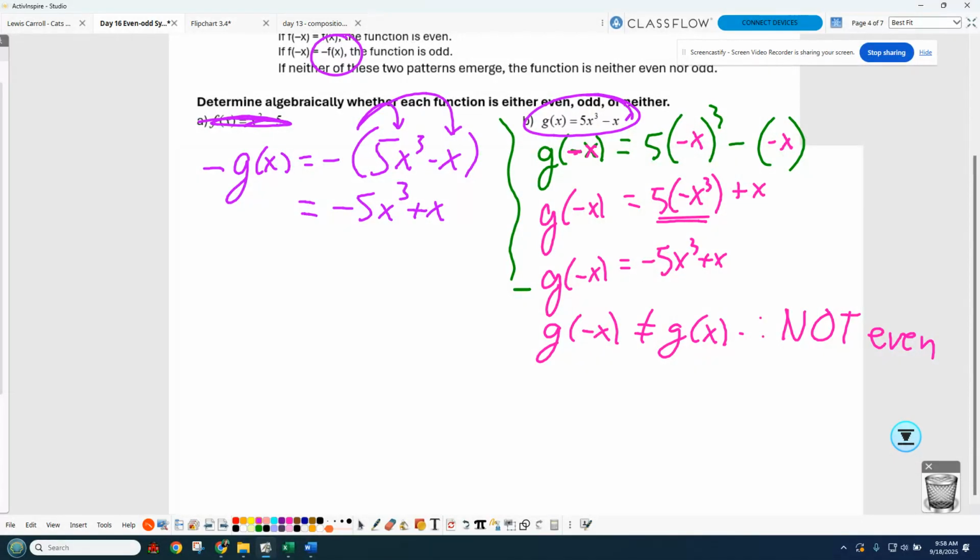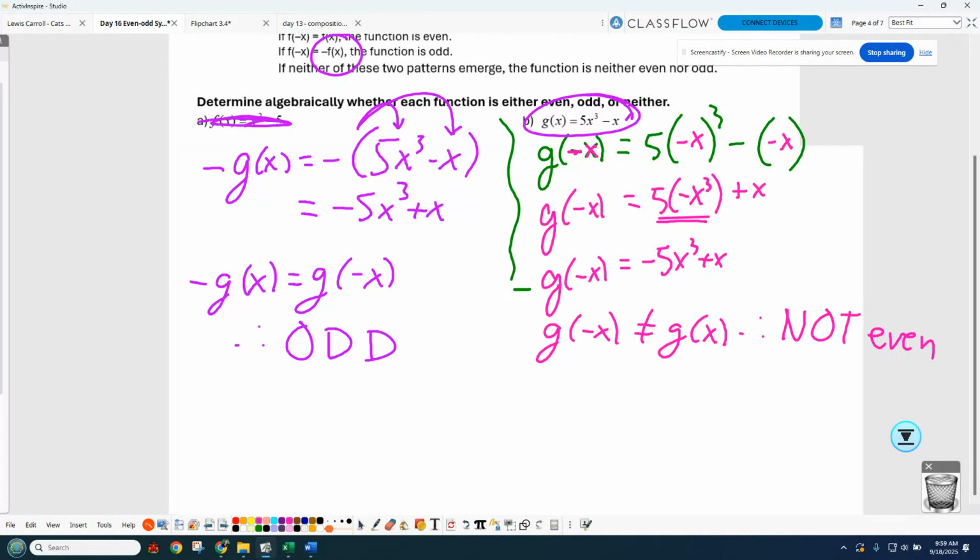So is that true? Does negative g of x equal g of negative x? I have negative 5x cubed plus x, negative 5x cubed plus x. Are they exactly the same? So what we're going to say is this does equal that, with the three dots to be fancy. Therefore, the function is odd. This is the formal test that I want to see that you guys can do.